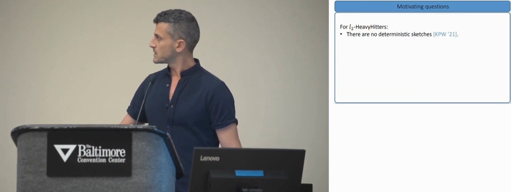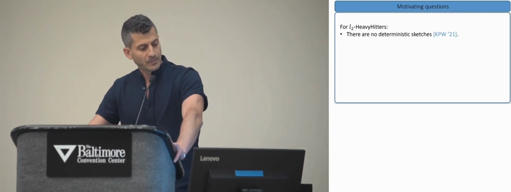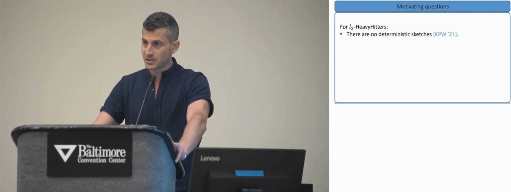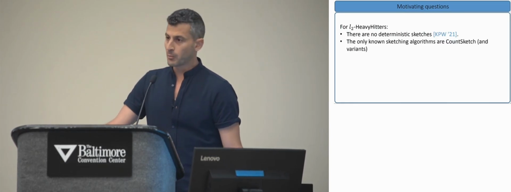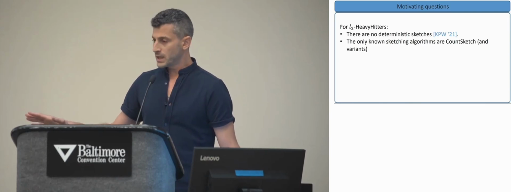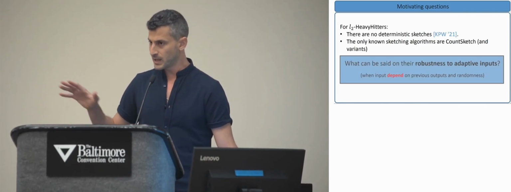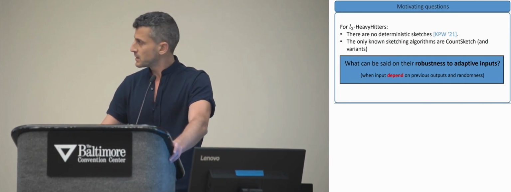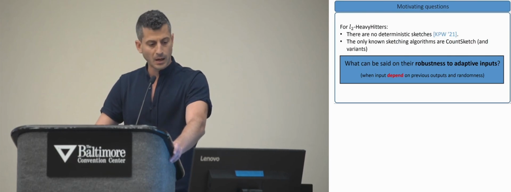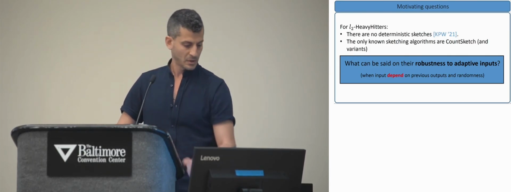Okay, so let's talk about motivation. For this problem, there are no deterministic sketches. Furthermore, the only algorithm we know for this problem is this algorithm and its variants. So it's interesting to ask how robust CountSketch is to adaptive input.